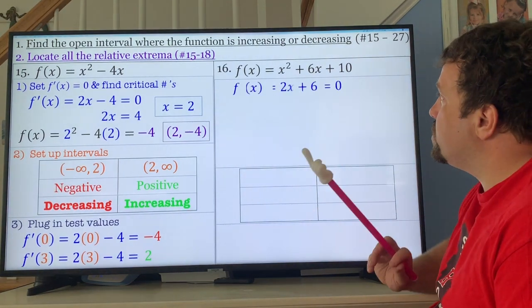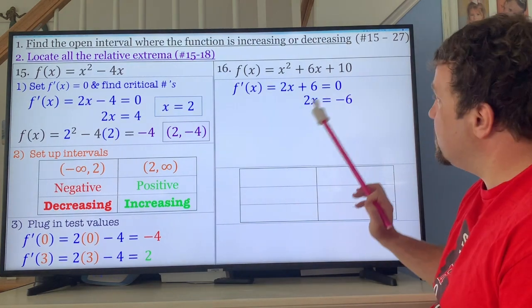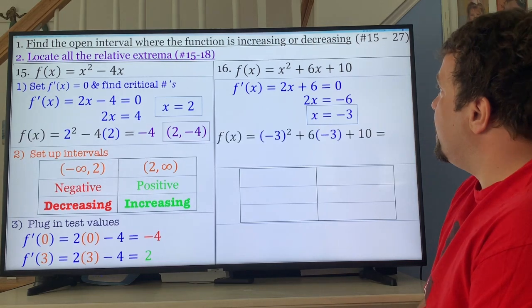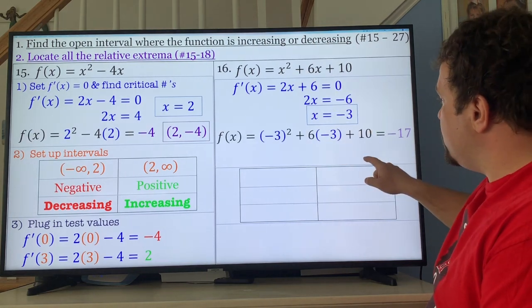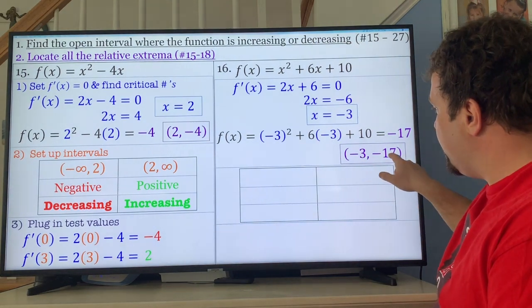Good. 2x plus 6 equals 0. Subtract 6 from both sides. 2x is -6. Divide by 2 and x equals -3. Take -3 and plug it into that equation. You get -17. So our extrema, our max or min point, is (-3, -17).